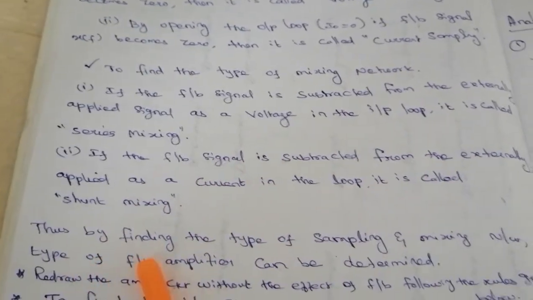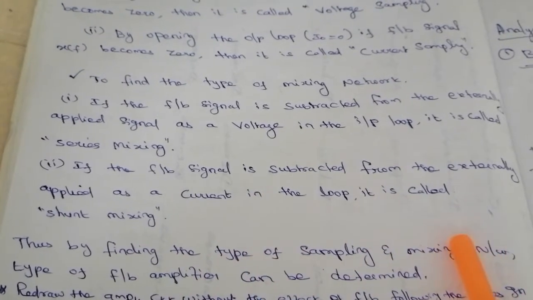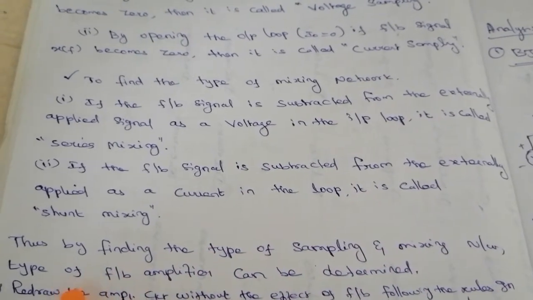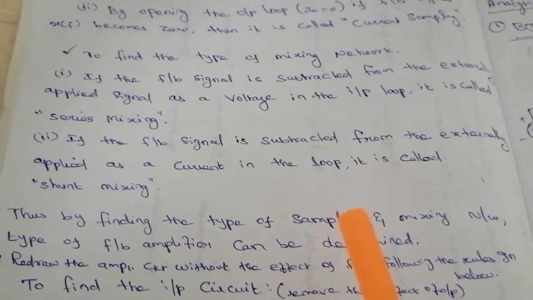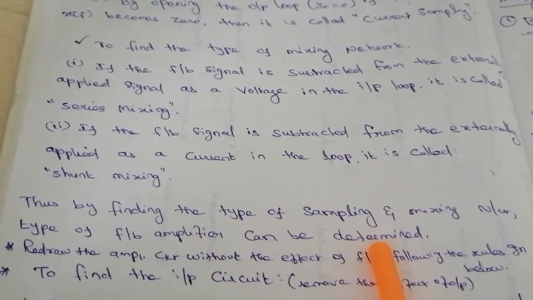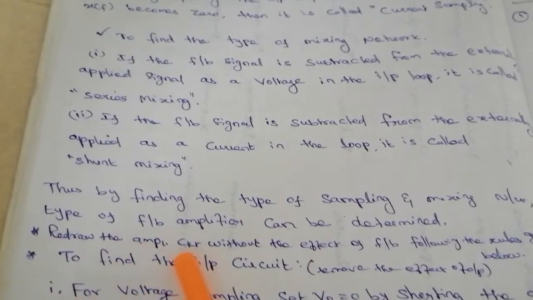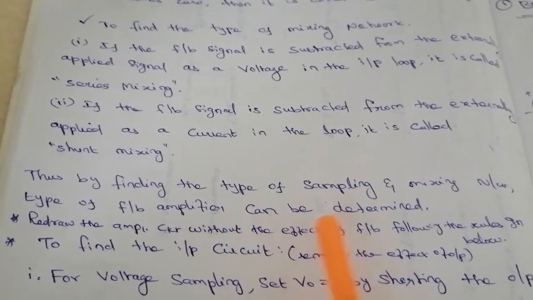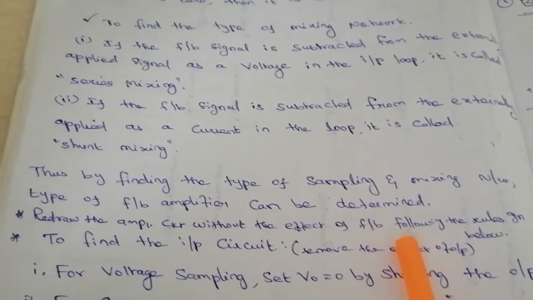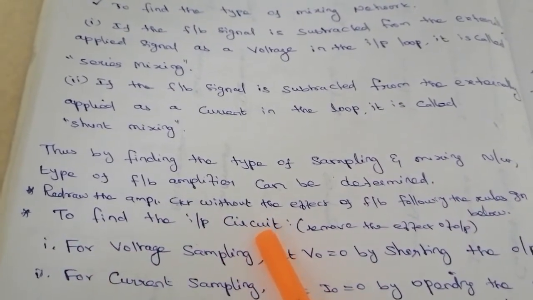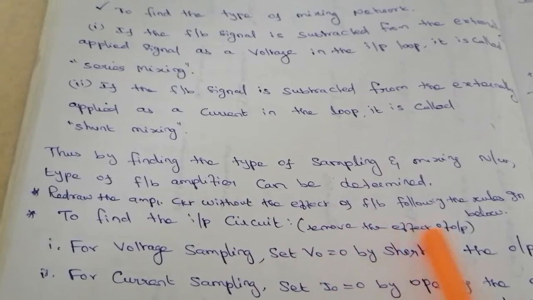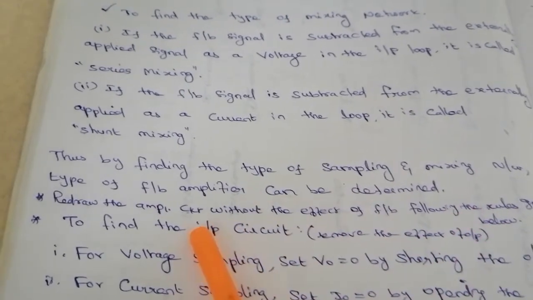So once we find the type of mixing and sampling network, from that we can find the feedback amplifier, what type of topology, right? And the next step is redraw the amplifier circuit without the effect of feedback following the rules given below. So to find the input circuit, just remove the effect of output, only consider the input.